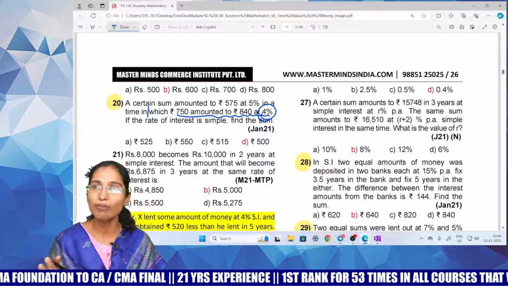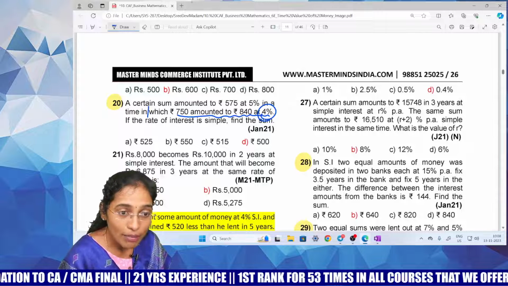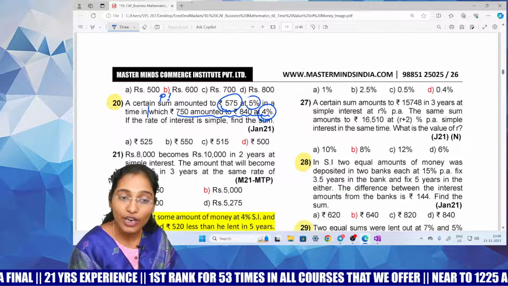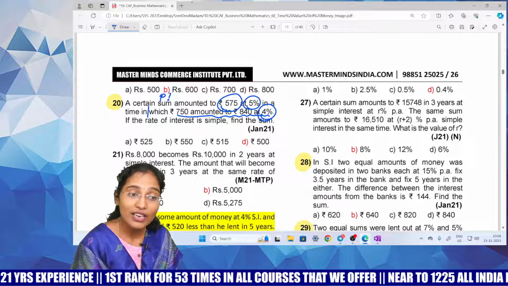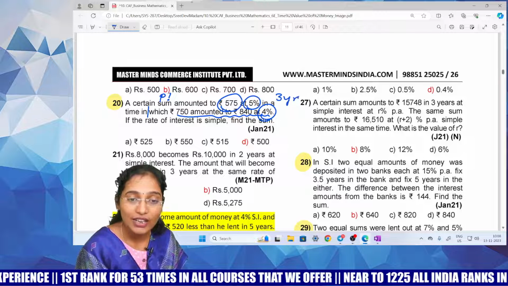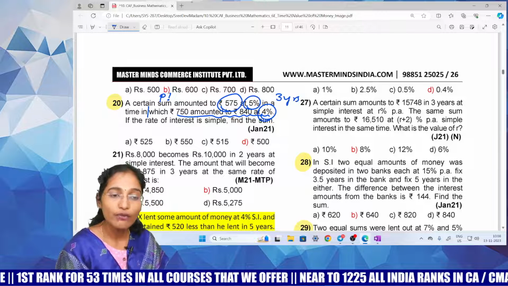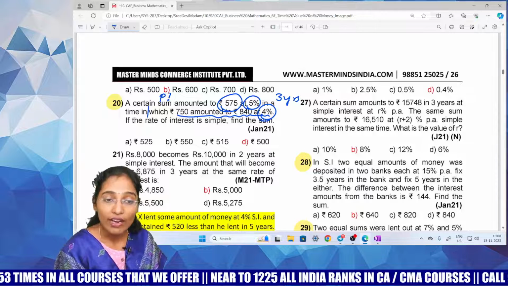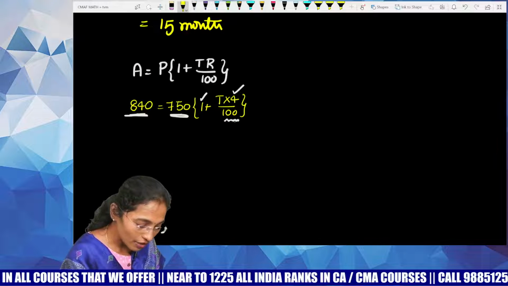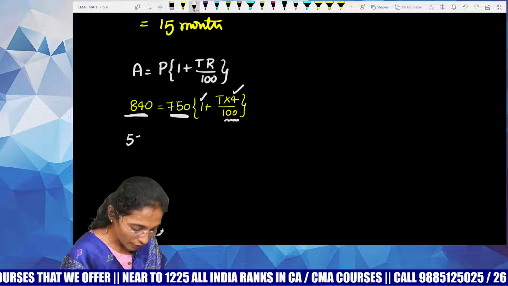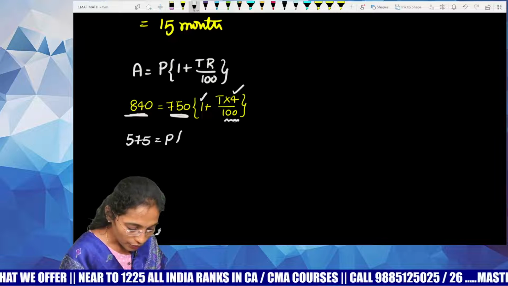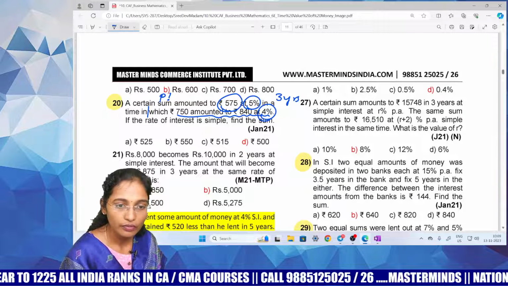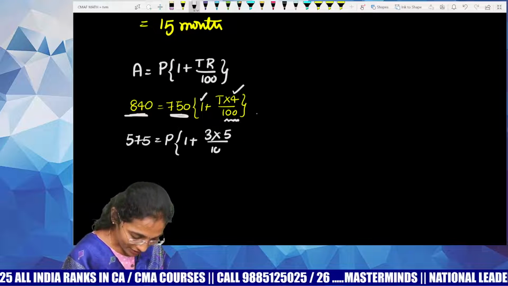Now the question is not completed yet. Let me repeat. A certain sum amounted to, I don't know the sum, but it amounted to how much? 575. At what rate of interest? 5%. In how many years? The previous time, 3 years. So P amounted to 575 at 5% in 3 years. My principal is P, which amounts to 575. So again, I'm writing the formula for amount. What is the formula for amount? Amount 575 equals P into 1 plus time duration 3 years and rate of interest 5%.